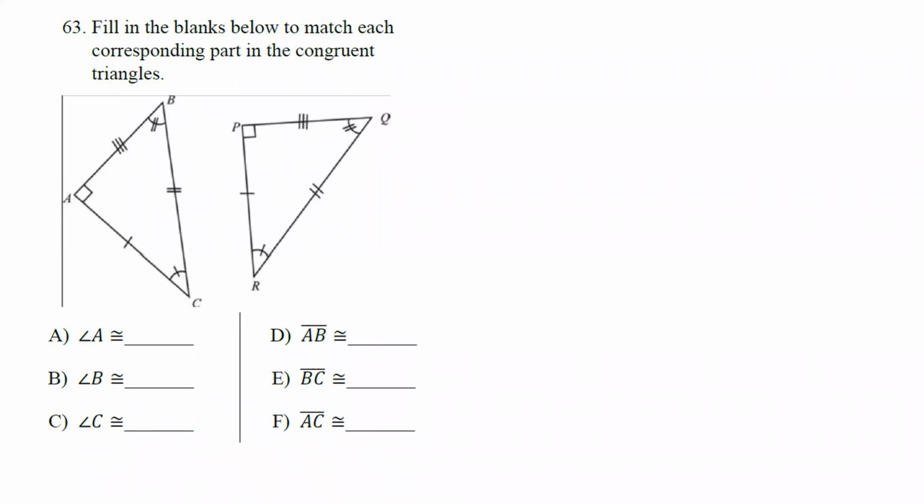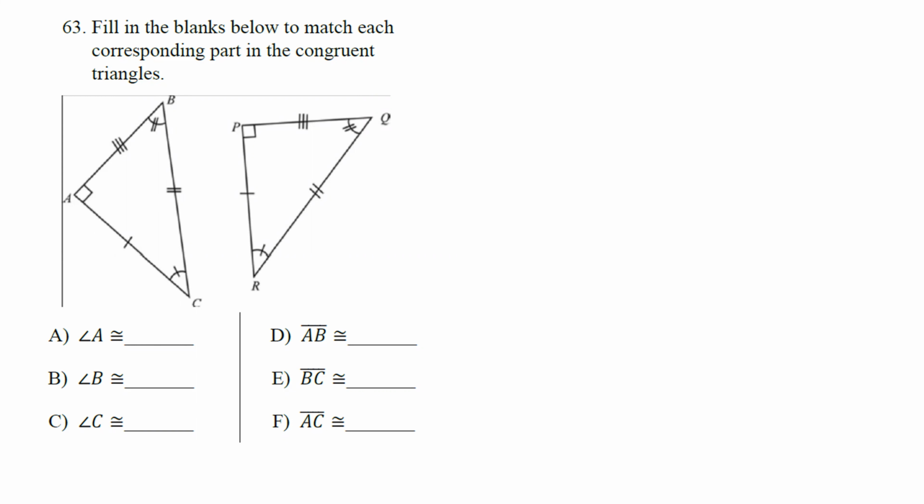All right, so we got 5 problems. We have number 63 and then 65 through 68. Those are the only ones that we had left on here. So let's do this quickly. On number 63, it said fill in the blanks below to match each corresponding part of the congruent triangles.